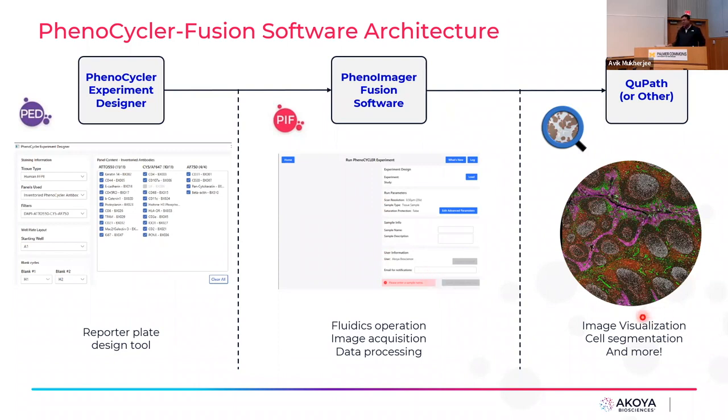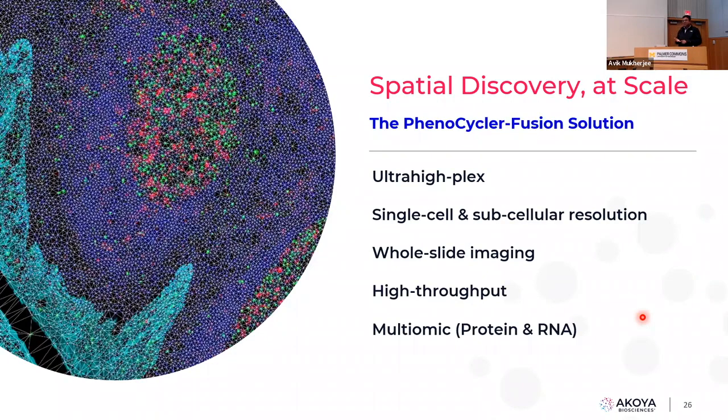And finally, we have created an open source analysis pathway for all our users who are adopting this technology with QuPath and Cytomap. So with this technology, you can do ultra high-plex, single cell, subcellular resolution, whole slide imaging, high throughput, and you can do multi-omic. And we are going to talk about that in a little bit in the next few slides.